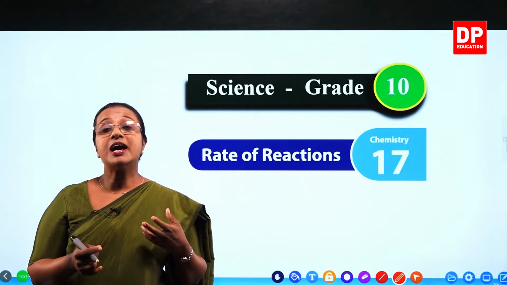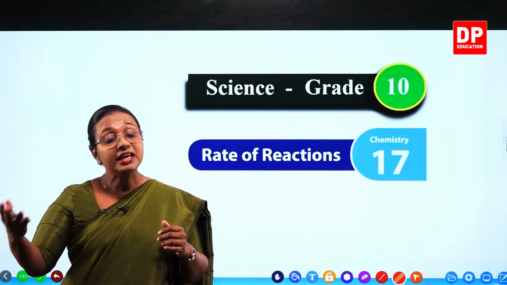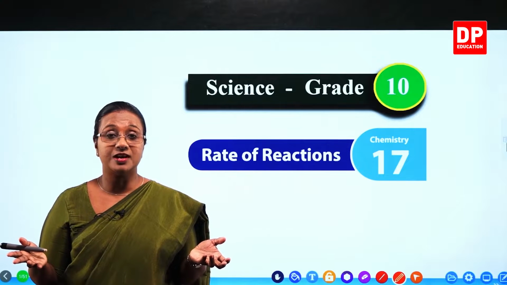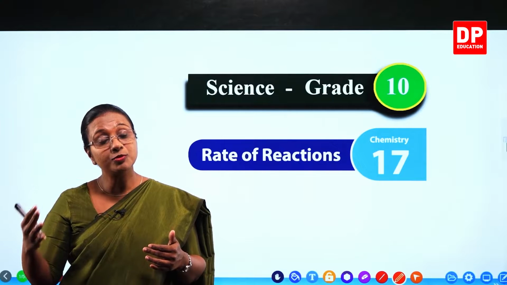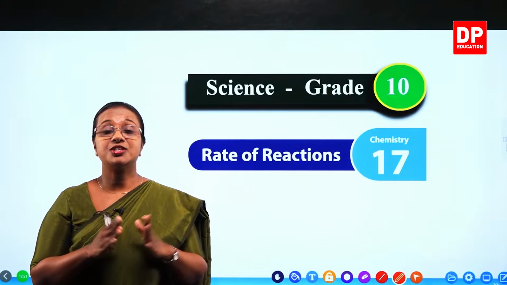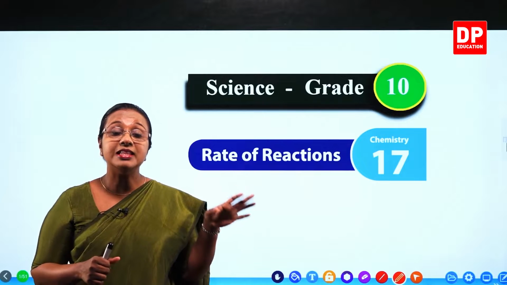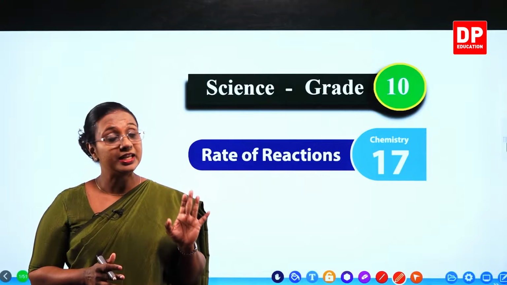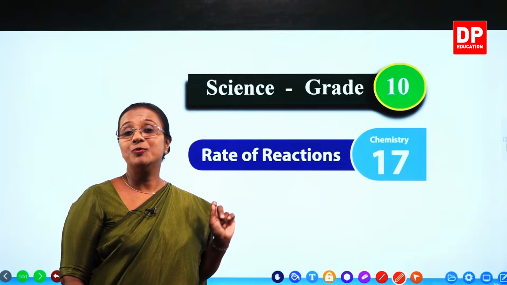Whereas if you light a camphor, it starts burning very quickly. Ignite a candle, light a candle. So that also burns somewhat fast. If you try to burn firewood, that burns a little slower than the candle. So like that, you see different reactions, different chemical changes taking place in your environment, day-to-day life, but they take place at different rates. So that is where we need to understand the rate of reactions. So with that introduction, students, I'll move on to the lesson.